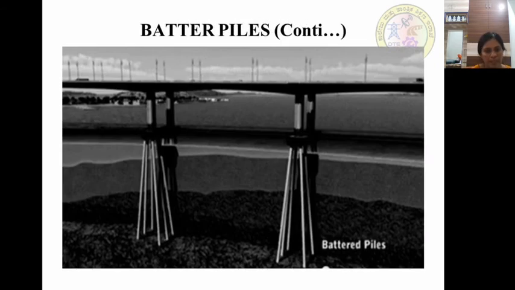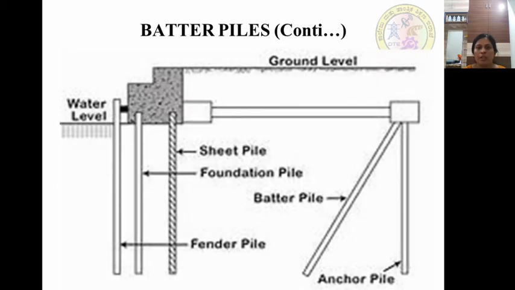And the figure shows the batter piles as provided. It shows the ground level, and below it the substructure and water level for providing the slab, and all the piles will be shown. Sheet piles, batter piles, fender piles and anchor piles are shown in the figure.